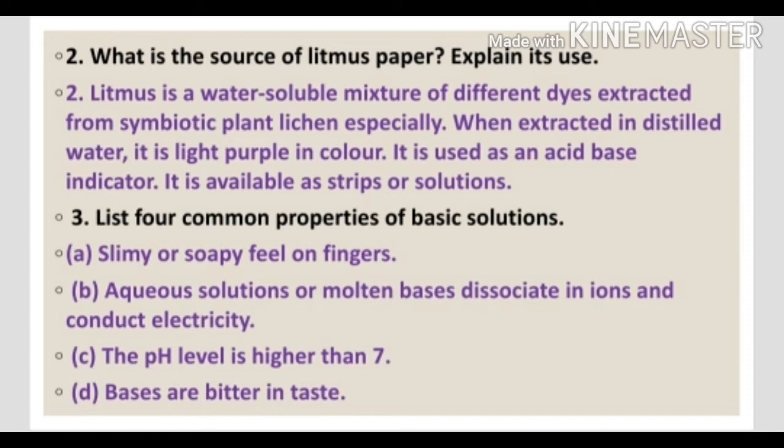B part is aqueous solution or molten bases, they dissociate in ions and conduct electricity. Bases also in their molten form and in their aqueous solution form conduct electricity because they dissociate into ions. C part is the pH level is higher than 7. If we see the pH value of the basic solution, it must be higher than 7 because 7 is the pH of neutral solution. Now the D part is bases are bitter in taste. These properties are common to all types of bases.